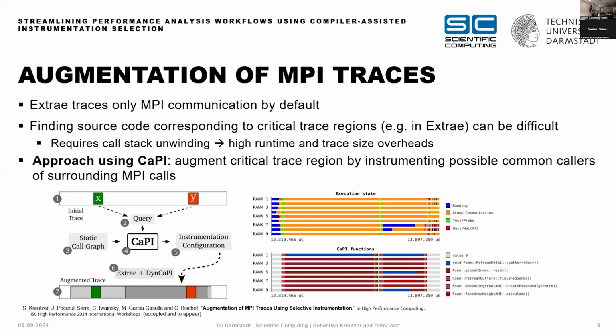So what we do is the analyst puts in the surrounding MPI calls and constructs a query to CAPI. And using the static call graph, we find possible paths in the call graph that could lead to these critical regions. And then we instrument them. And the result is that we get, in addition to the MPI-only trace, which is shown up here, detailed information about which function is called. So for example, here we had some load balancing issue, and you could directly see which functions in the code are responsible for this.